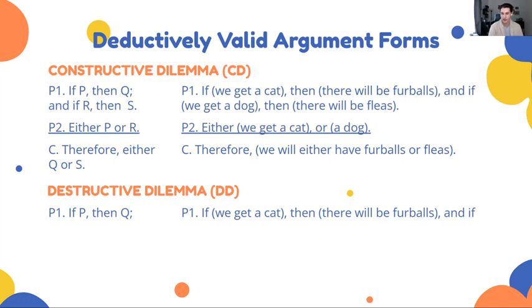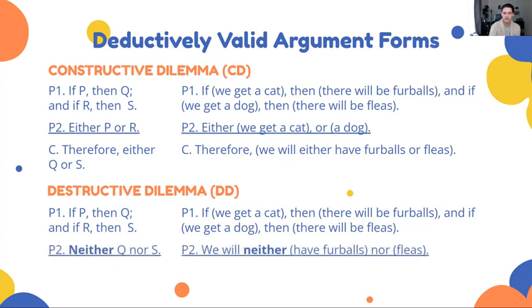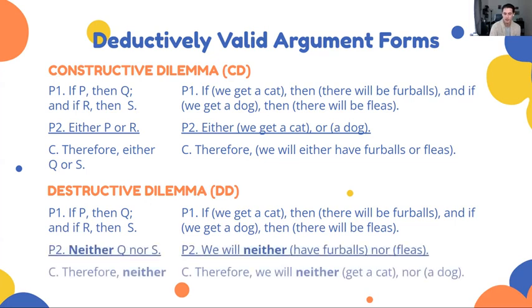Either we're here to get a cat or a dog, therefore we're either going to have to deal with fur balls or fleas. An offshoot of that is what's called destructive dilemma. It's slightly different than a constructive dilemma. So it's if P then Q, and if R then S, then neither Q nor S, therefore neither P nor R. So it would be very similar.